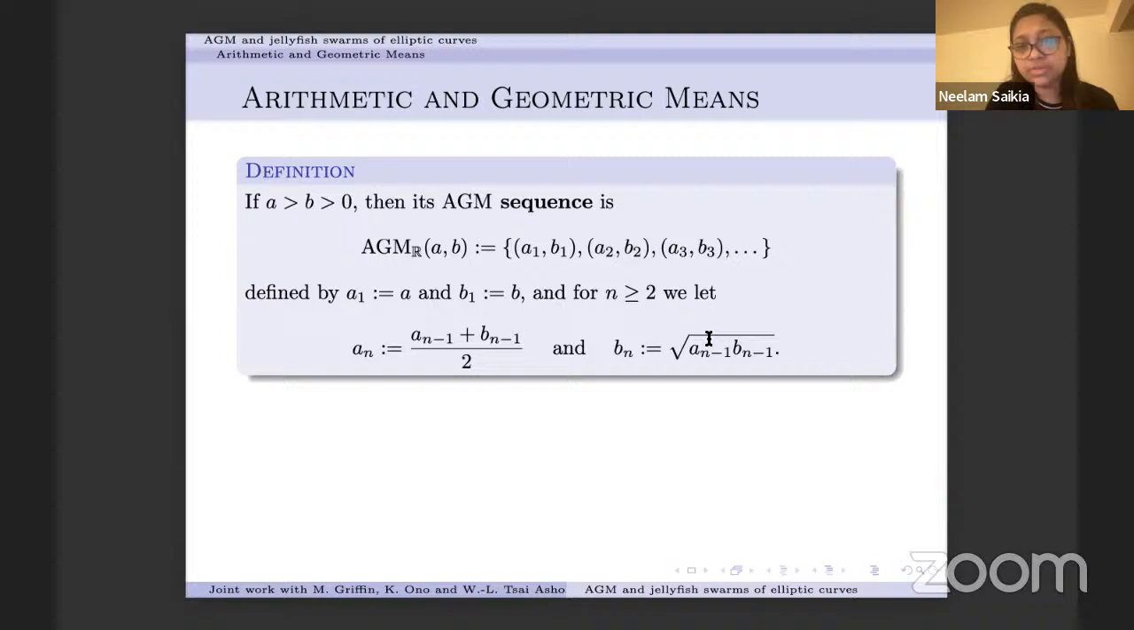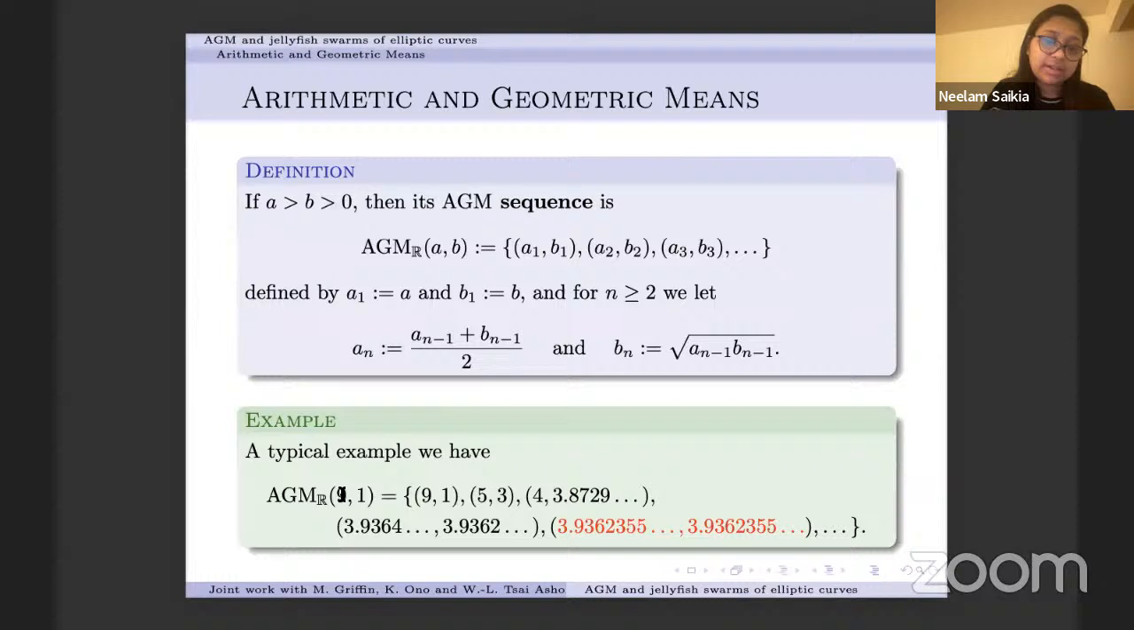Let me give an example of an AGM sequence. Again, if we choose A as 9 and B as 1, then their AGM sequence is given by this sequence. The first pair is as it is, 9 and 1. The second pair is the arithmetic mean of 9 and 1, which is 5, and the geometric mean, which is 3. Then for the third tuple, we compute the arithmetic mean of these two, and this is the geometric mean of these two, and so on.